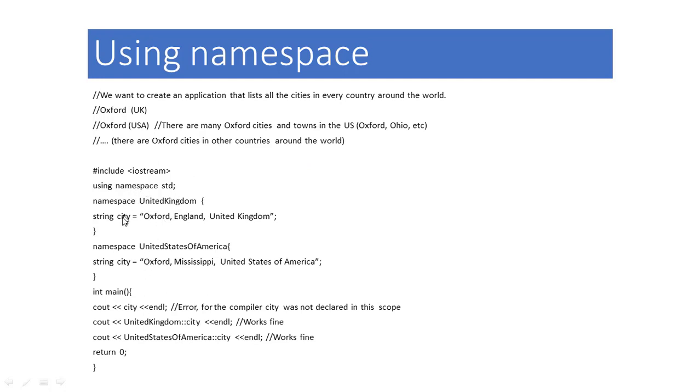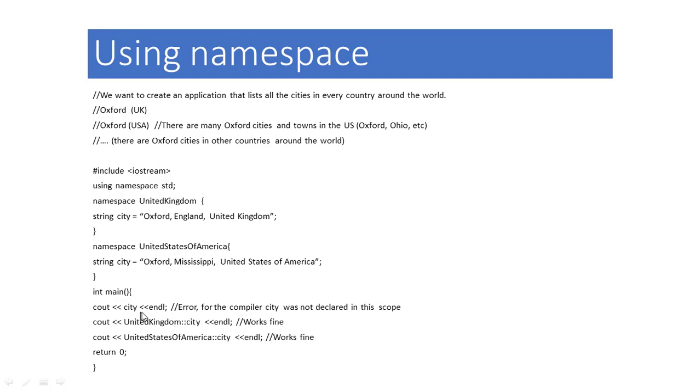Now here is an application. Include iostream, using namespace std, and we have another namespace, United Kingdom. We also have another namespace here for United States of America. So if we say here string city equals Oxford, England, United Kingdom, and here we say string city equals Oxford, Mississippi, United States of America, in our namespaces, we have two namespaces here now. That will be fine. So to use these namespaces in our application, in the main area, let's test it out.